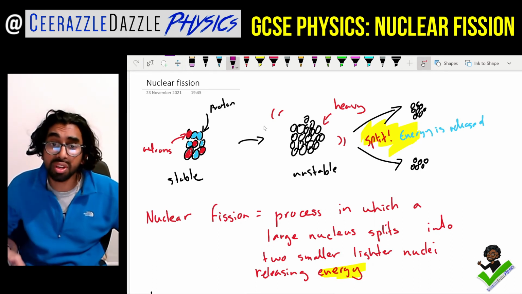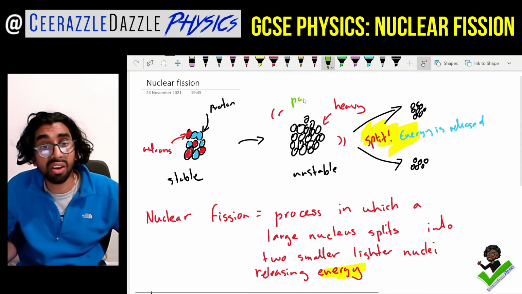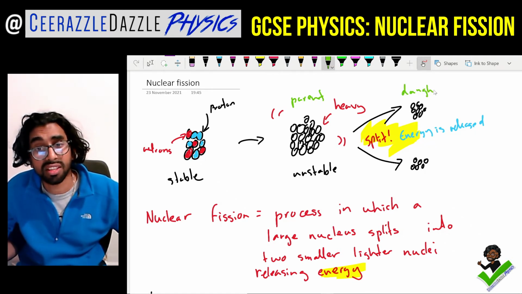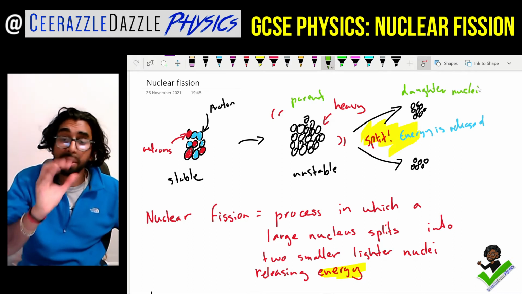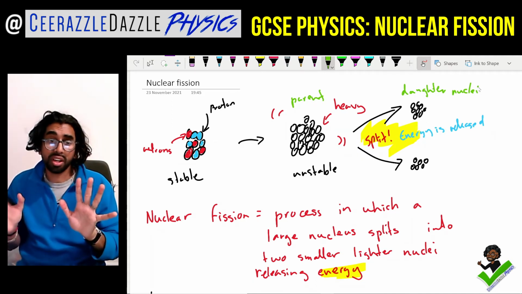Okay, and also, guys, sometimes you might see it being described as the parent nucleus, it's the parent, and the two things which come off are going to be the daughter nuclei. It's the daughter nuclei, obviously because they come from the parent. So nuclear fission, we've now defined it and we can move on, guys.